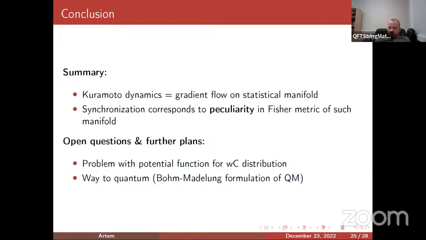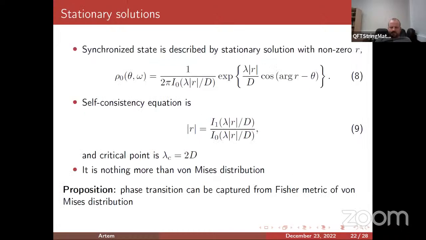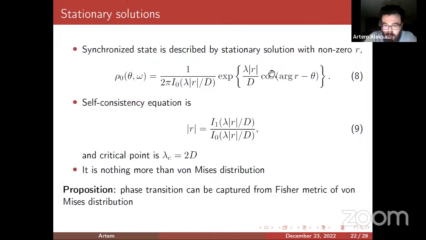So, I didn't understand how you basically compute the metric. All the pictures you have shown, do they come from numerics or how? No, I can compute by hand.